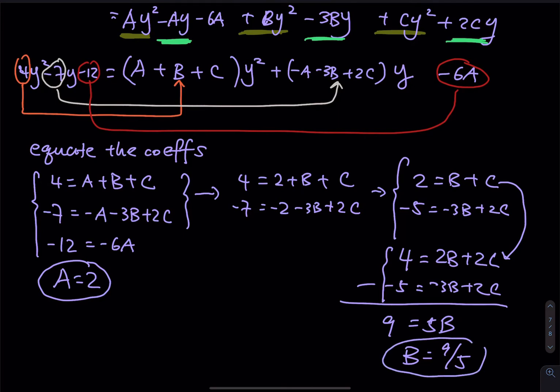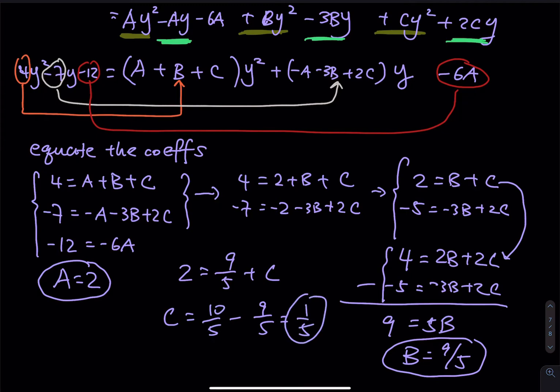So that is B. And then we should be able to get C very easily. All right, let's go ahead and get C. So we have 2 equals B, 9 over 5, plus C. Then C equals 2 minus 9 over 5, right? And then the 2, we can change to 10 over 5. So C equals 1 over 5. All right, we got A, B, and C.